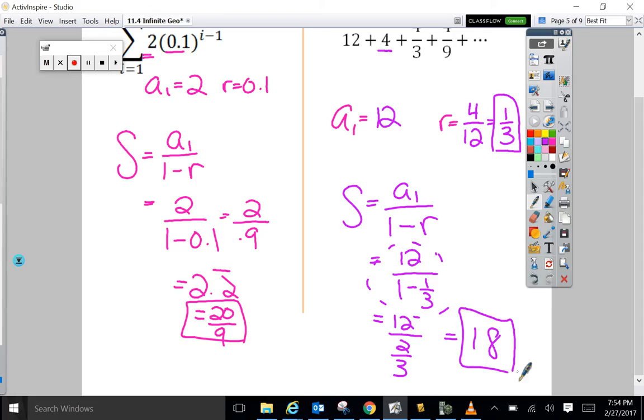The sum of this infinite geometric series, so even though it's going to get infinitely smaller, if we took all those terms and added them up, you get 18. These sums specifically exist because my r was less than 1. 0.1 is less than 1. 1/3 is less than 1. So we were able to find the sum of the infinite series.